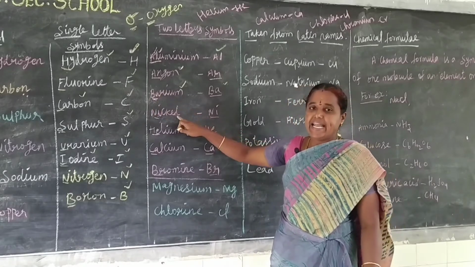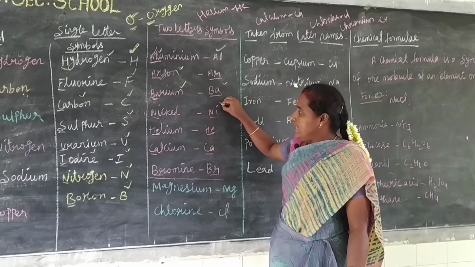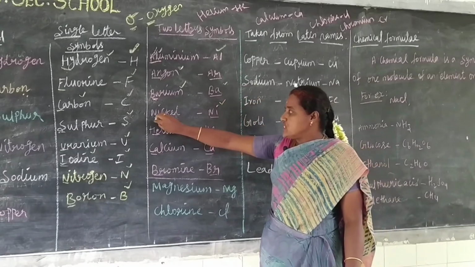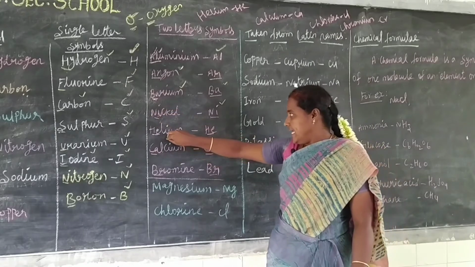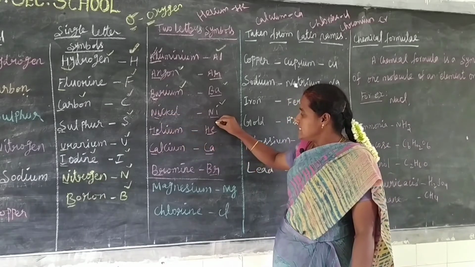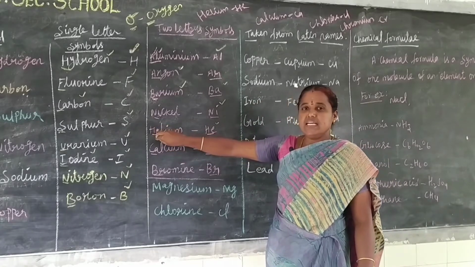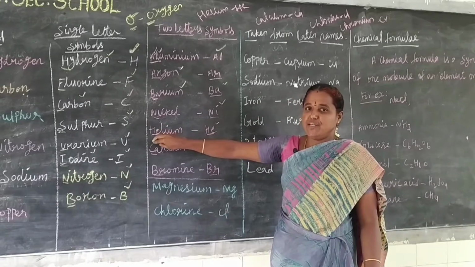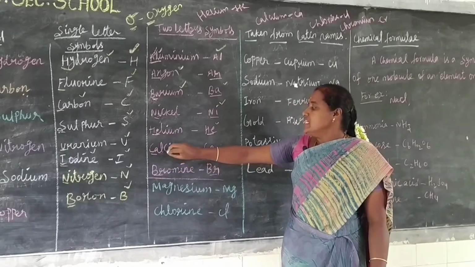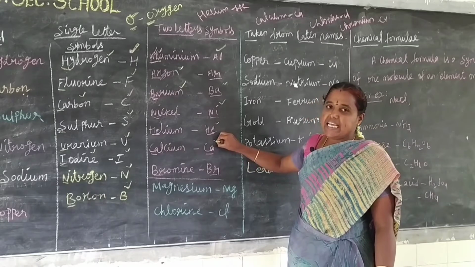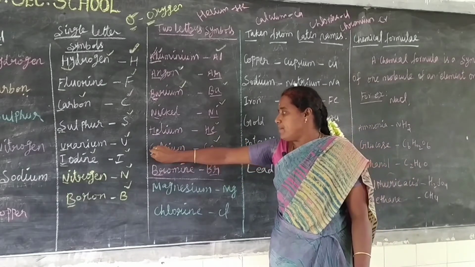Next one is nickel. The symbol for nickel is Ni, which is the first two letters of the word nickel. Next one is helium. The symbol for helium is He, which is the first two letters of the word helium. Next one is calcium. The symbol for calcium is Ca, which is the first two letters of the word calcium.